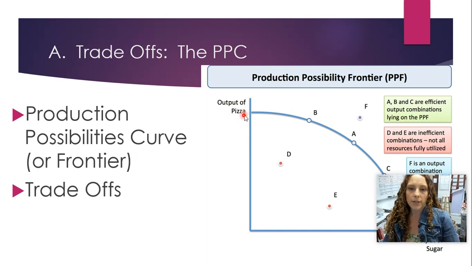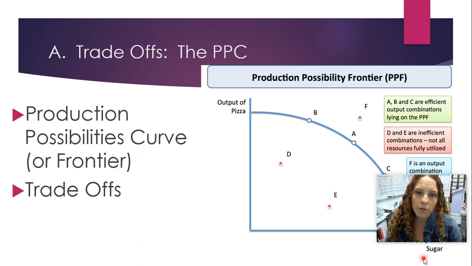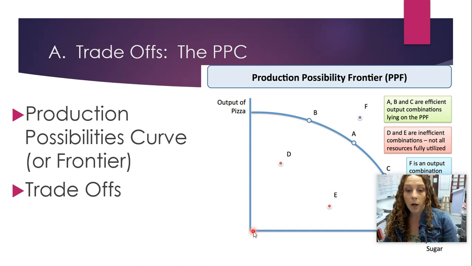This is the y-axis here, showing the amount of pizza they could produce, and the x-axis is showing the amount of sugar they could possibly produce. So if they're producing way up here on pizza, let's say this is 10 million pizzas, that would mean they're producing no sugar. If they're way over here producing, let's say, 10 million pounds of sugar, that would mean they are producing no pizza, because you see they're all the way down there on 0. This right here, this is the PPC.